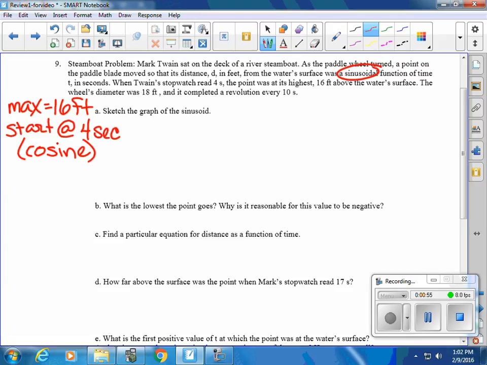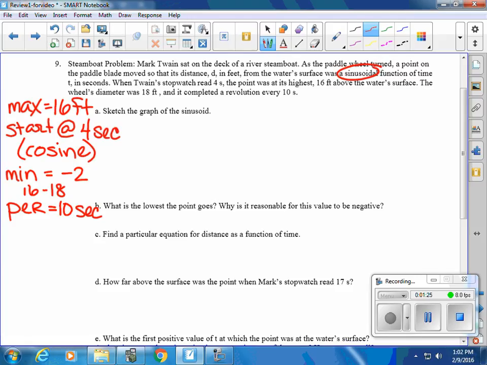Next part, the wheel's diameter was 18 feet. And so I know that the minimum then, what I want to do is take the max and subtract the diameter. So 16 minus 18 gives me -2 for the minimum. And it completed a revolution every 10 seconds. And so completing the revolution every 10 seconds tells me that the period is 10 seconds.